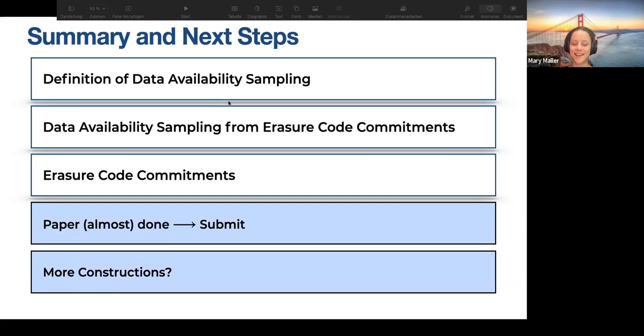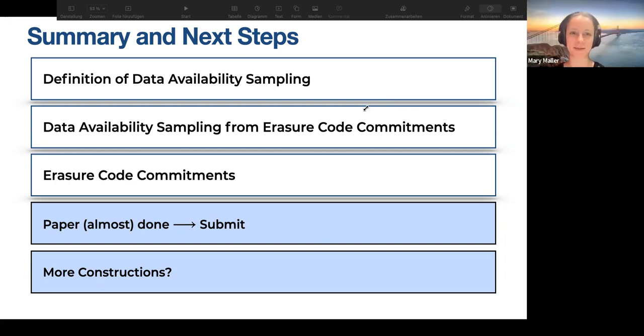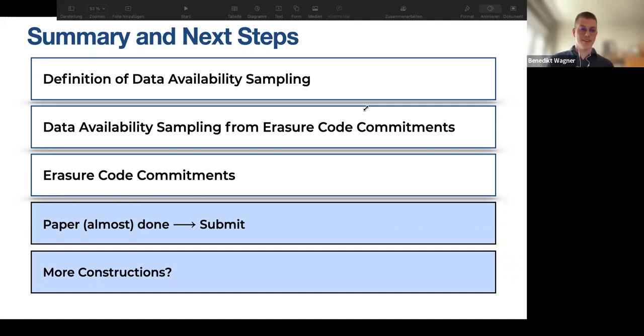Does that answer your question? Yeah, it does actually. And I guess for the definitions, that makes a lot of sense. For the constructions, you might want to start thinking about what happens if your network is asynchronous, because I think it's fair to assume that it is. I agree. Obviously not for this paper, that'd be crazy, but this could be quite a nice follow up. Yeah, I agree.